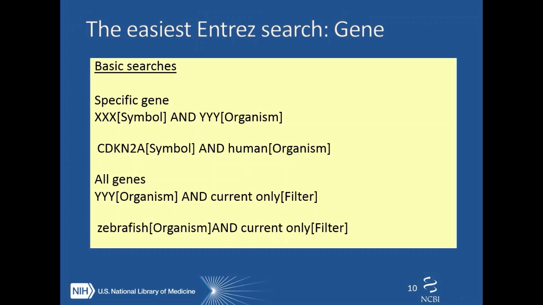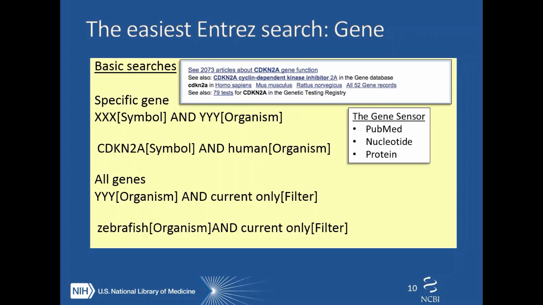The other thing that's good about gene is that you don't have to really write super complex Boolean queries to search it. These are real simple things. If you know the gene symbol and you know the organism, you can find the record you're looking for. If you want to download everything, you can download all the gene records for a particular organism. And that current only filter, by the way, is on by default, so you don't typically have to include that in your query.